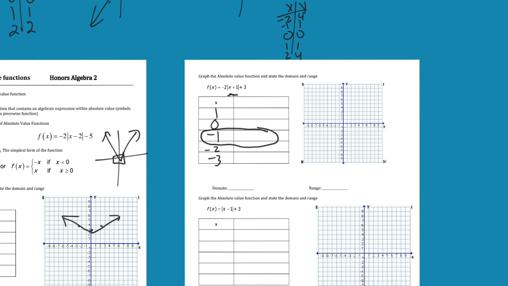Okay, so let's try -1. So -1 plus 1 is 0 inside the absolute value, and you take the absolute value of 0 and it's 0, and then you multiply by the coefficient of -2, so -2 times 0 is 0, and then you add 3, you get 3. So if we pick an x value for the middle so that it makes the absolute value part 0, you're going to be real happy you did.